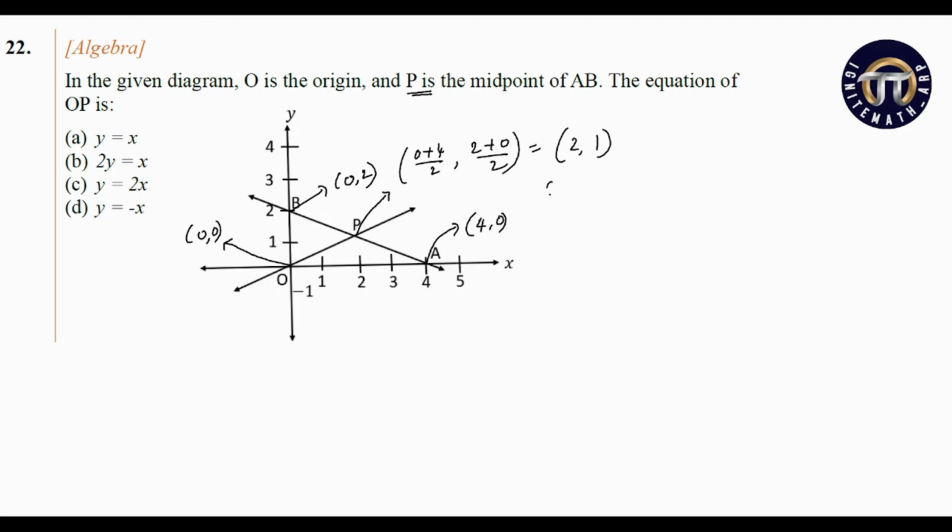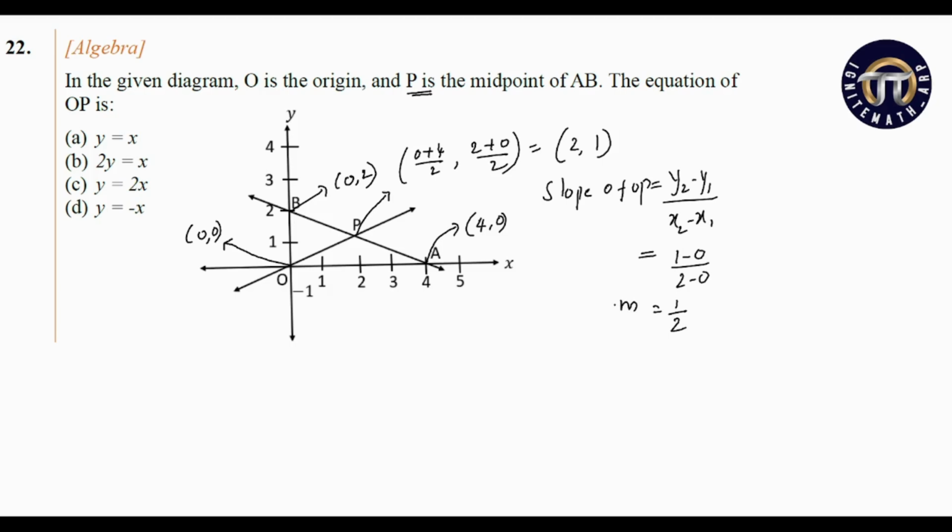So now slope of OP I will find out. Slope of OP is equal to y2 minus y1 by x2 minus x1. I must know the coordinates of 2 points which lie on OP. So here I have found out the coordinate of P, and I know the coordinate of the origin. So I can write this as 1 minus 0 by 2 minus 0, that is equal to 1 by 2. Slope of OP becomes 1 by 2.